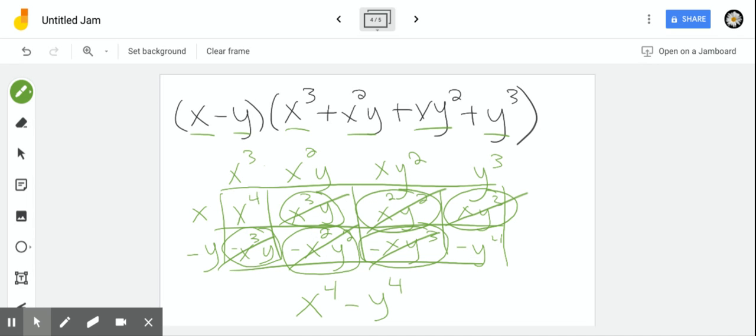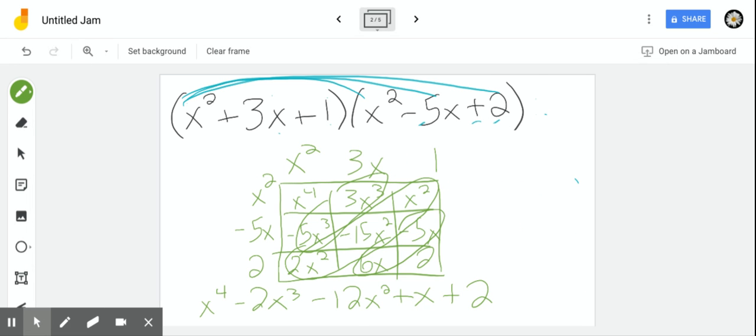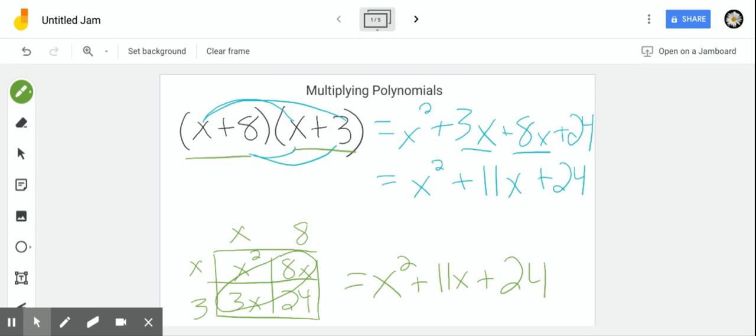So that is multiplying polynomials. Again, the method you use does not matter to me. I just need you to be able to get right answers. So you can use box method. You can use this vertical method. That's another box method. Or you can use our foiling or our superfoiling. Okay, so as long as you can work through these and get something that is correct, that's great.